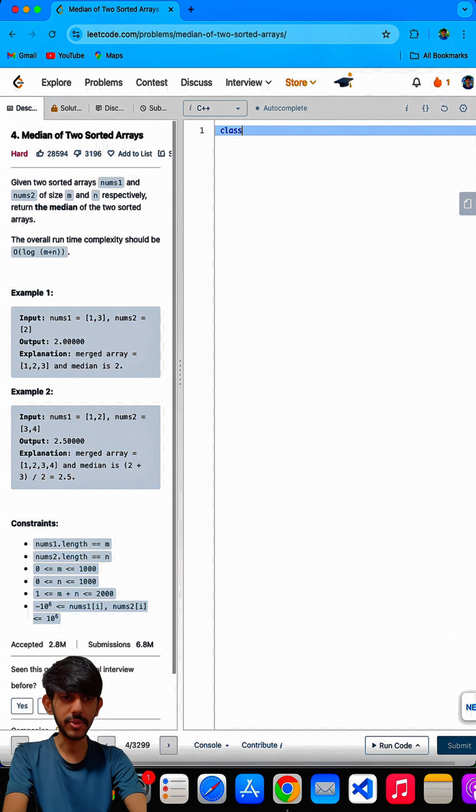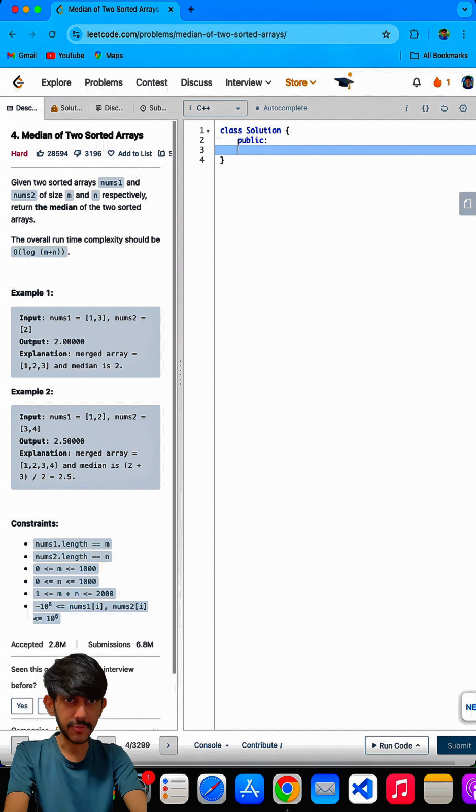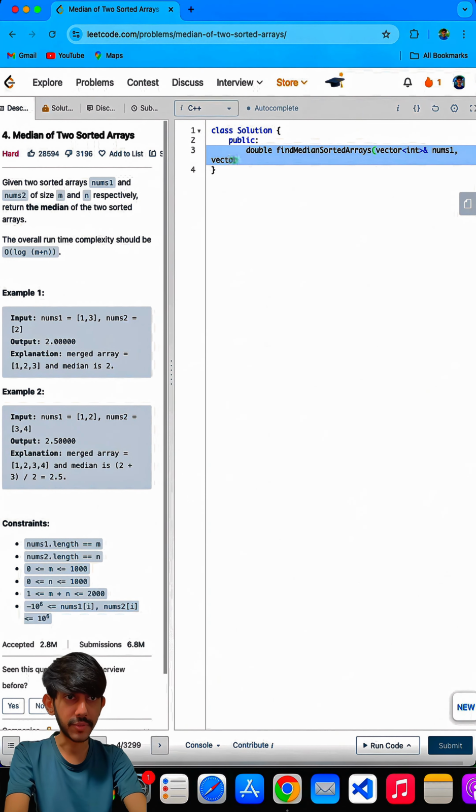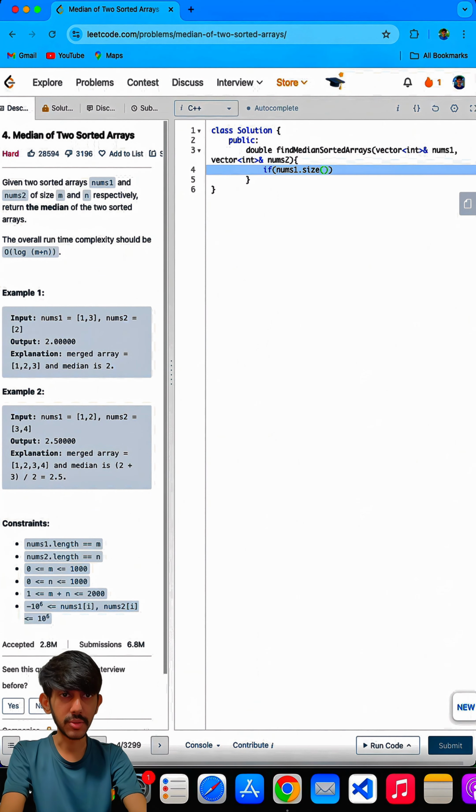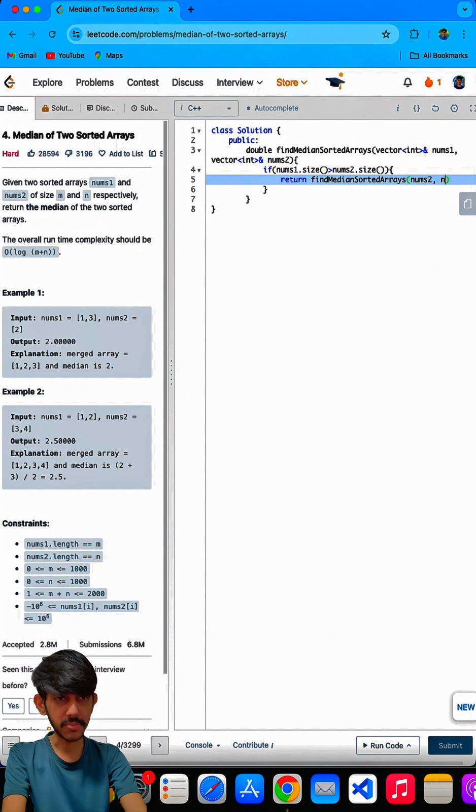Class Solution, public double findMedianSortedArrays(vector<int>& nums1, vector<int>& nums2). If nums1.size() is greater than nums2.size(), return findMedianSortedArrays(nums2, nums1). So I have to ensure that nums1 is the smaller array.